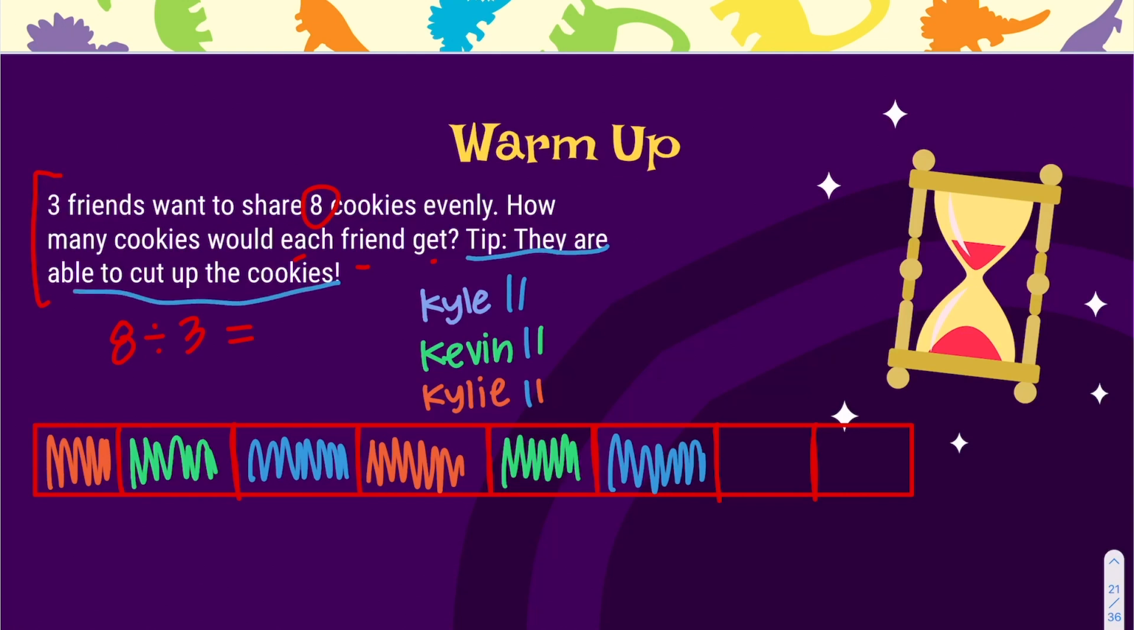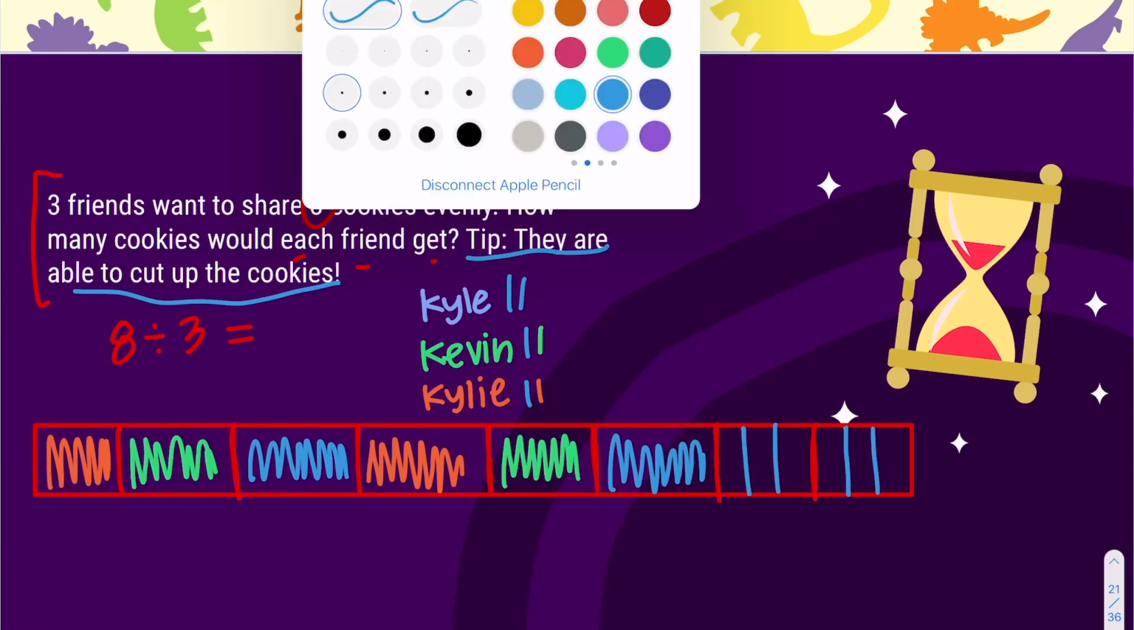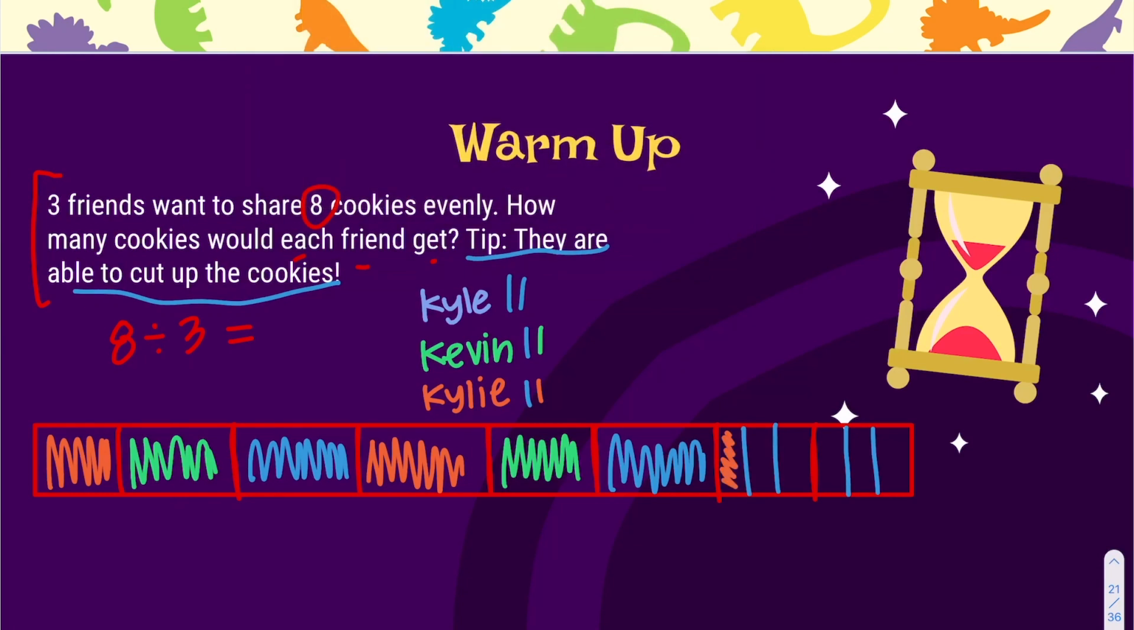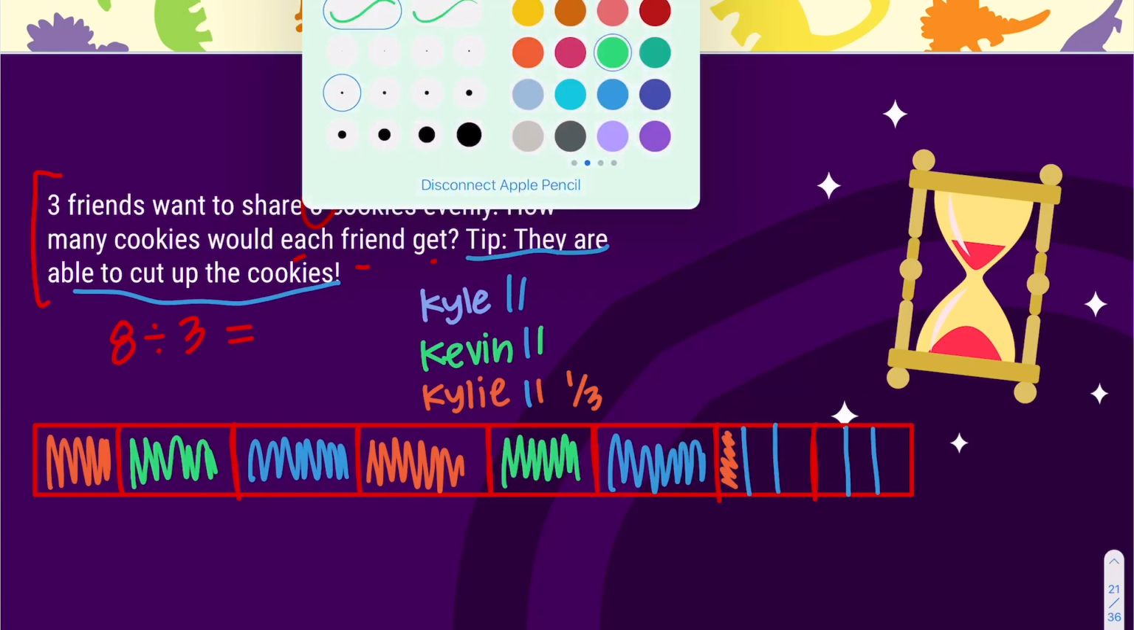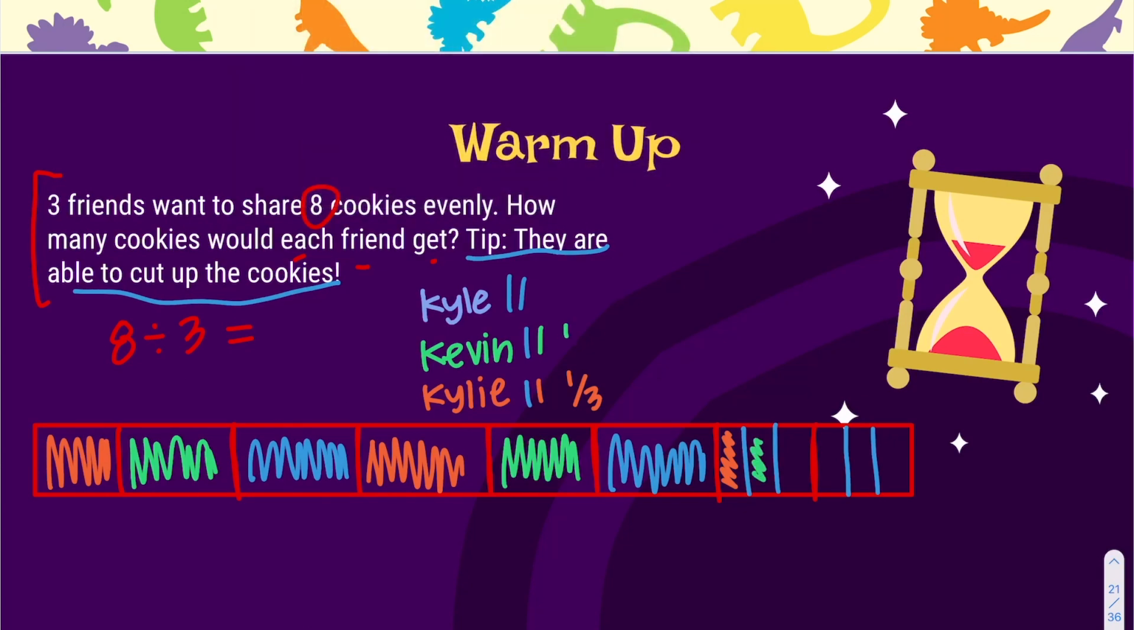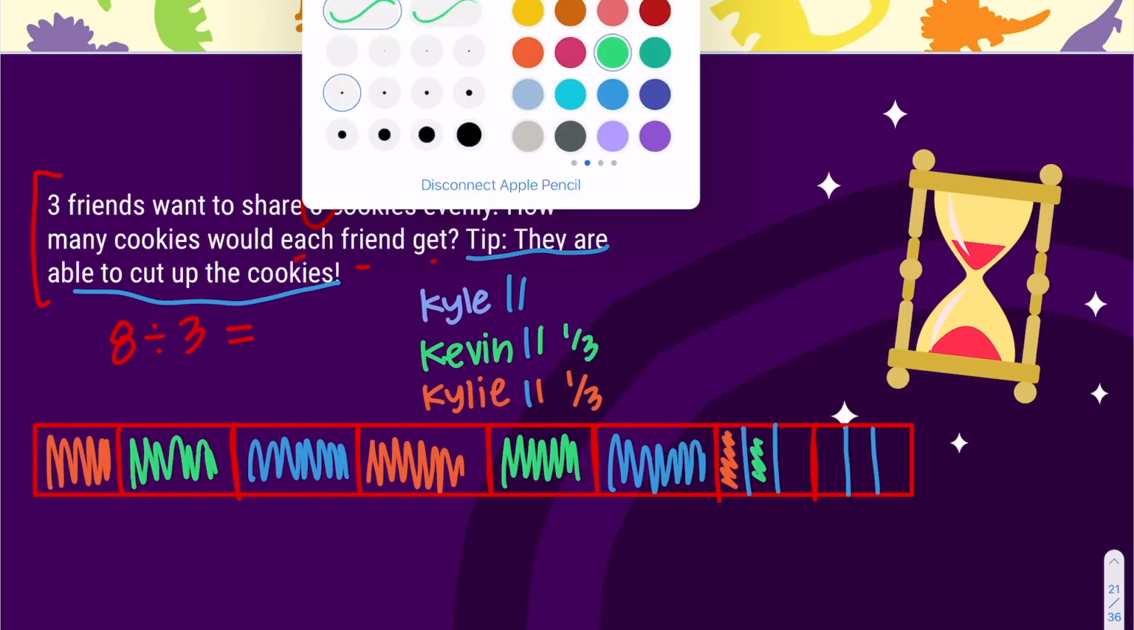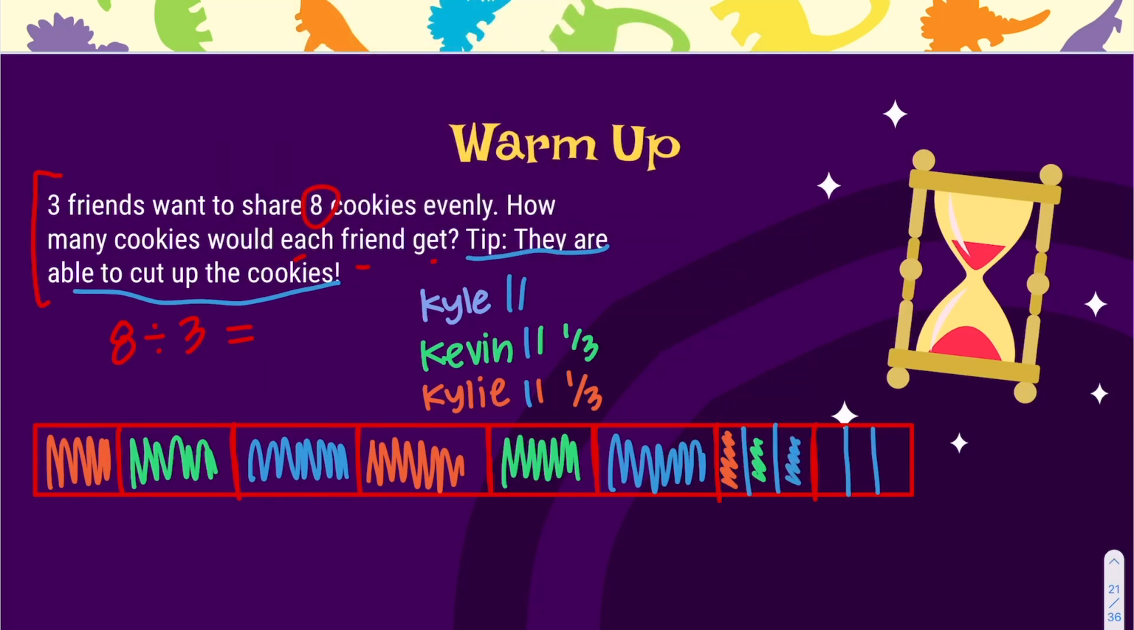So what we're going to do is we need to split this up into thirds. Okay? Because we want the friends to get it evenly. So I'm going to split this up into thirds because there's 3 of them, as we see. And let's see what they each get. So Kylie will get 1/3. So I'm going to put it like that. Kevin will get another third. And Kyle will get this third.